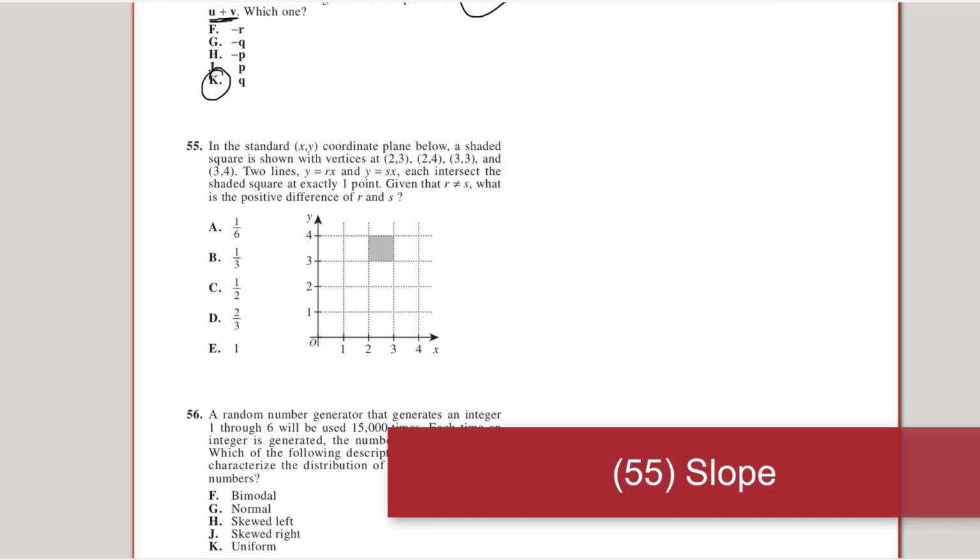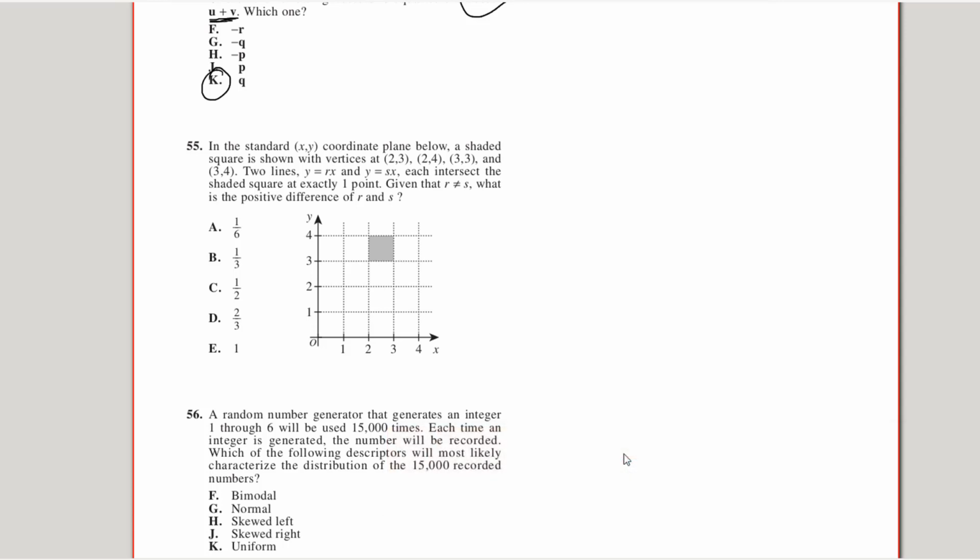Question 55 says, in the standard xy coordinate plane below, a shaded square is shown with the vertices (2, 3), (2, 4), (3, 3), and (3, 4). Two lines, y equals rx and y equals sx, each intersect the shaded square at exactly one point. Given that r is not equal to s, what is the positive difference of r and s?